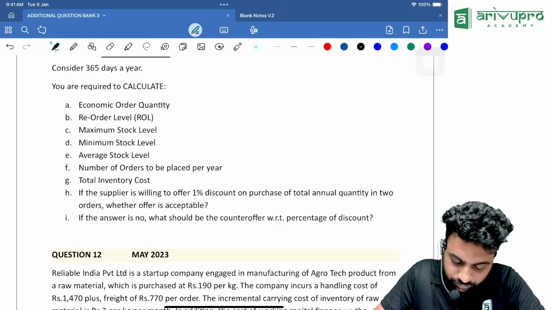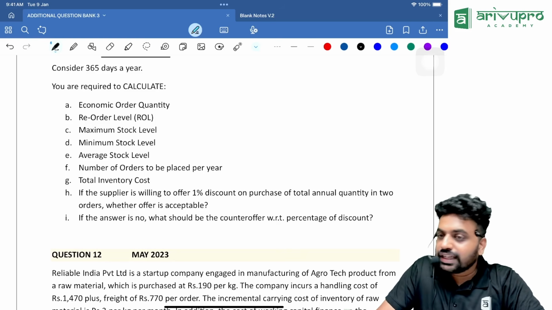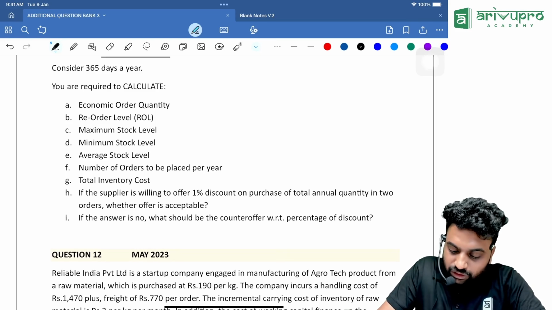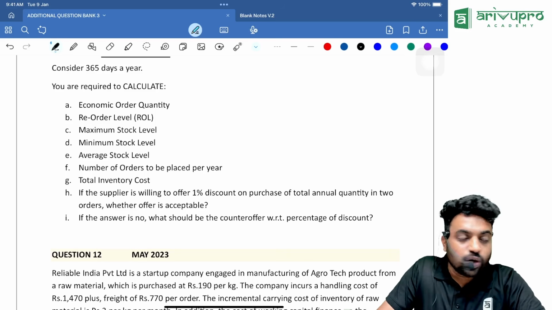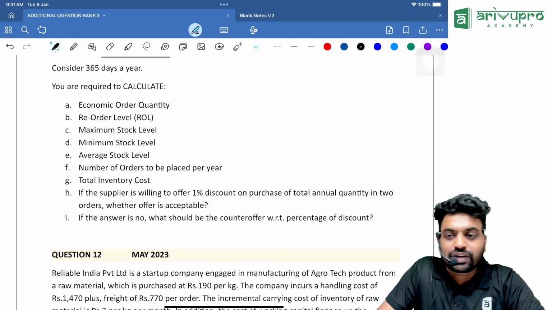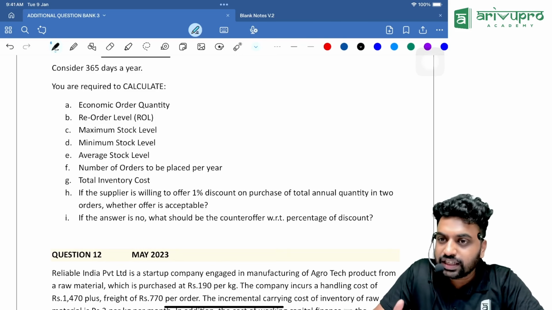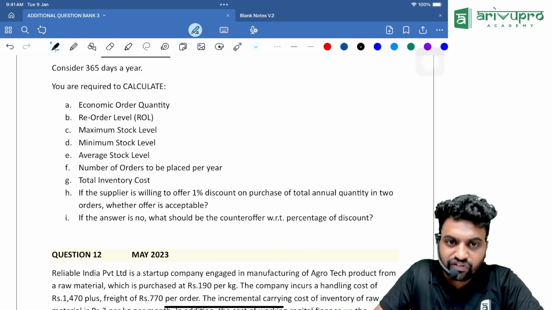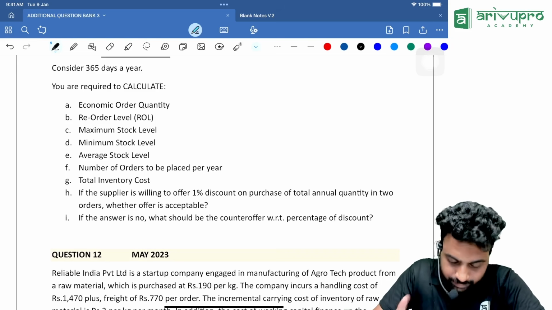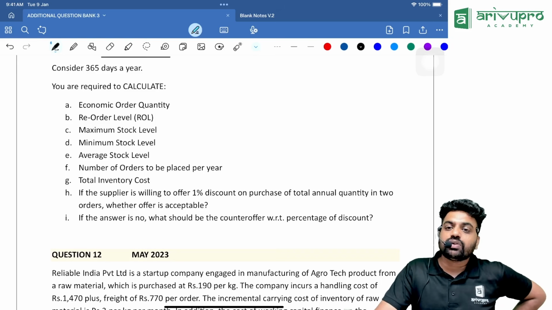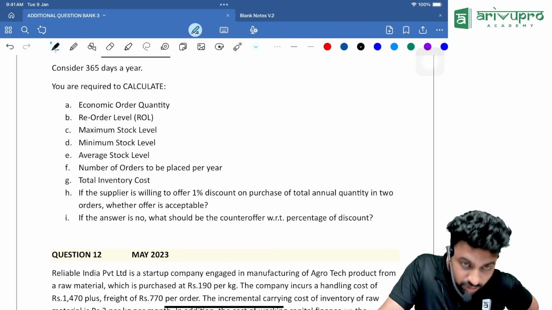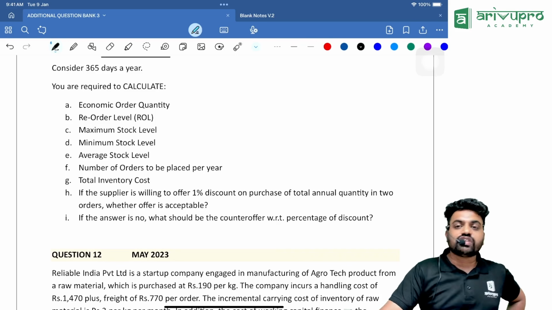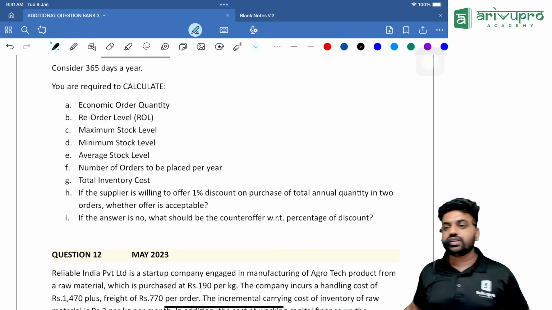But see now, if the supplier is willing to offer 1% discount on purchase of the total annual quantity in 2 orders, that is, how much ever is required, if you are ready to place only 2 orders, that is half of the quantity in a single order, then you get 1% quantity discount. Will you accept it or no? If the answer is no, what should be the counter offer with respect to the percentage of discount?